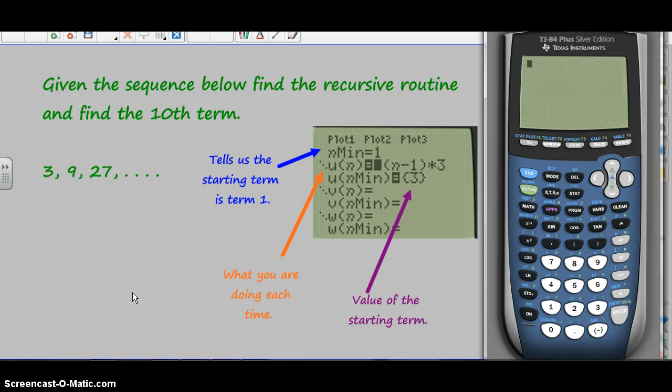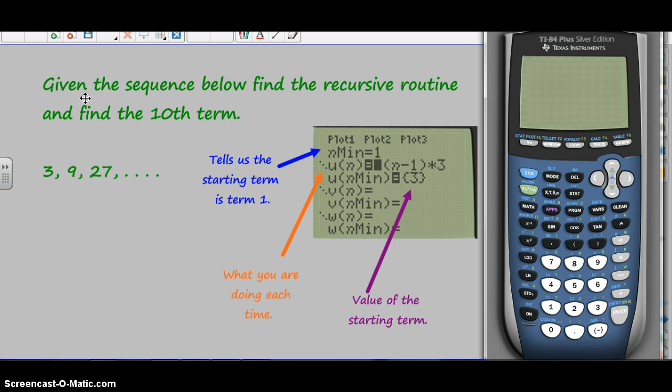Hi, today I'd like to show you how to use your calculator to work with sequences. What I show you today will work with arithmetic, geometric, or shifted geometric sequences. I'll be using a TI-84 calculator, however the same process works on a TI-83 calculator. Our problem is given to us in green.